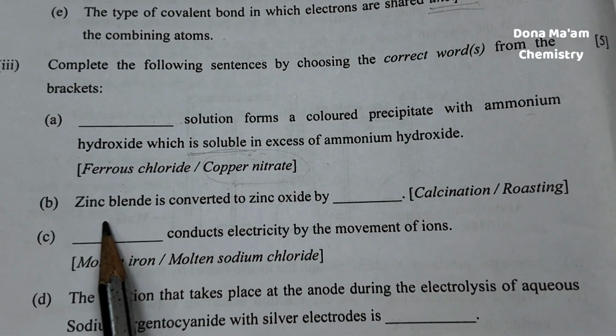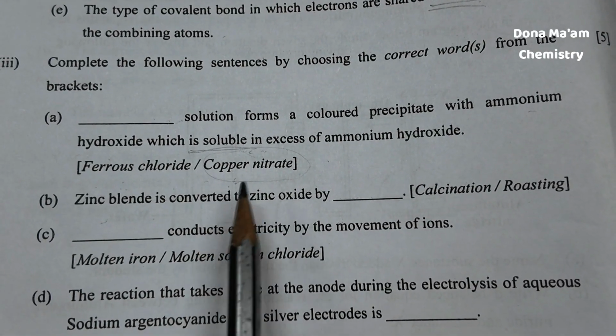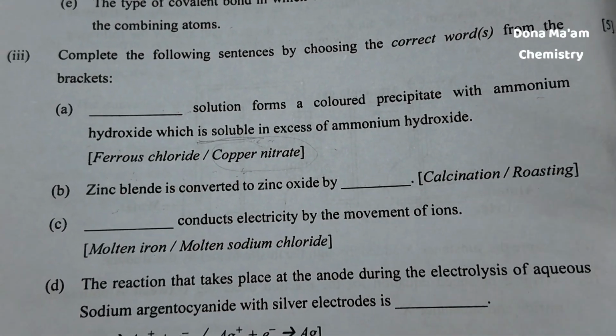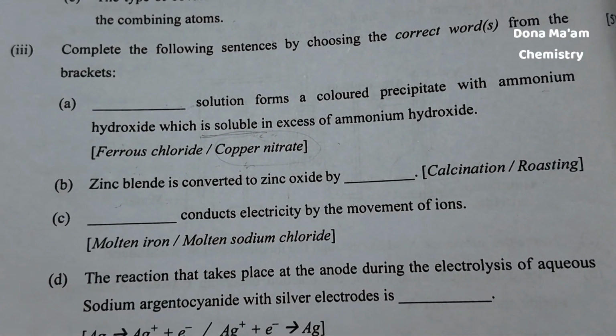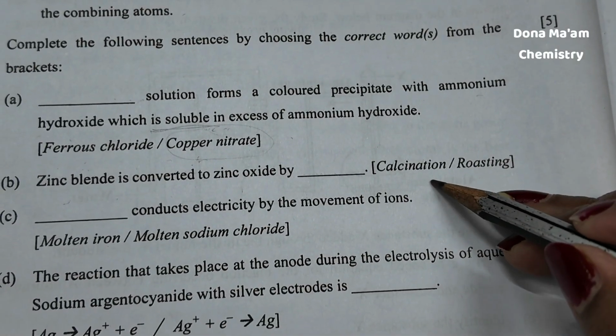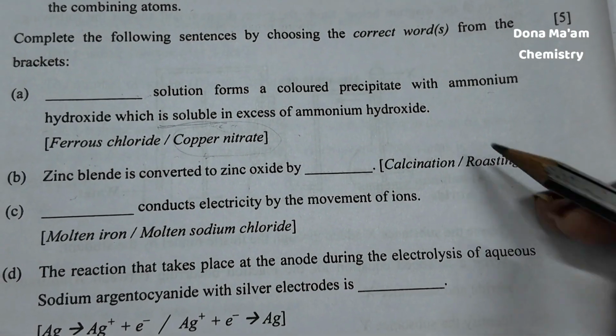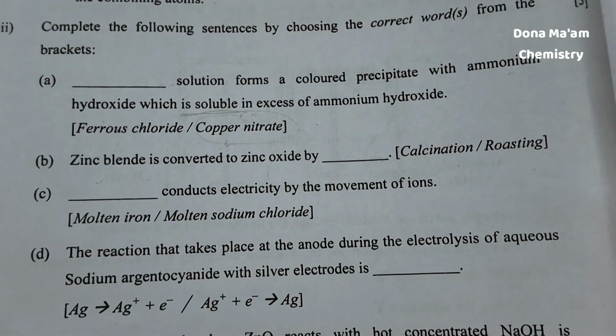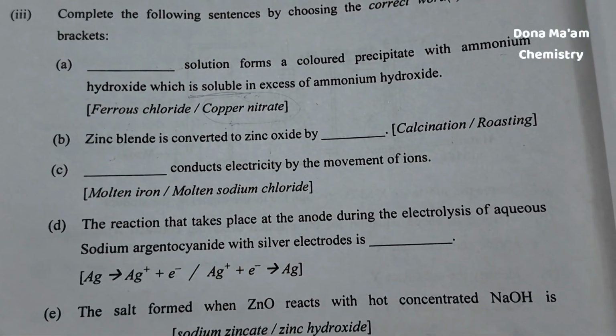Next, zinc blend, that is ZnS, is converted to ZnO. The ZnS plus O2 gives ZnO plus SO2. So here oxygen is getting added. So this is not calcination but roasting, because we know calcination takes place in absence of air or oxygen, but roasting takes place in presence of air or oxygen.